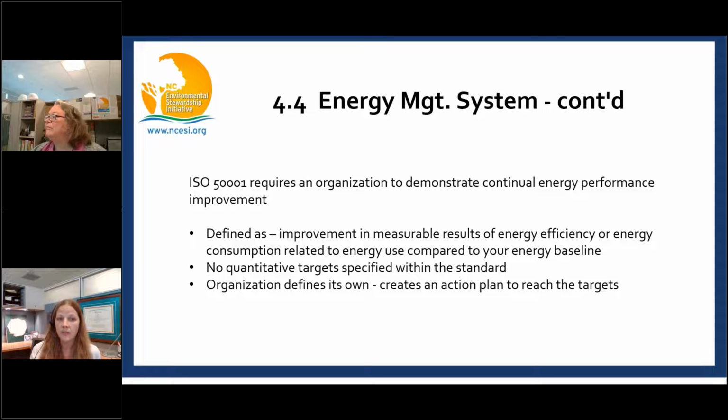ISO 50001 requires an organization to demonstrate continual energy improvement. It's defined as improvement in measurable results of energy efficiency or energy consumption related to energy use compared to your baseline. There are no quantitative targets specified within the standard, and the organization defines its own targets. And you create an action plan in order to get to those targets, objectives, goals.